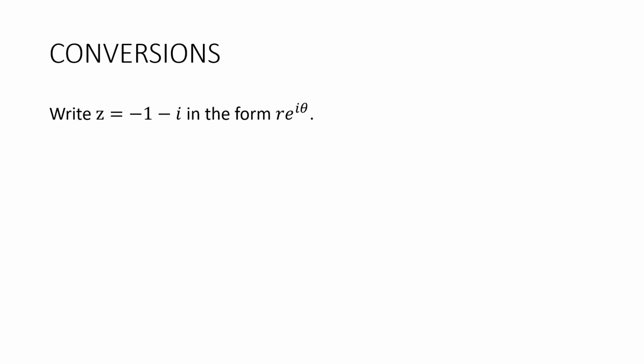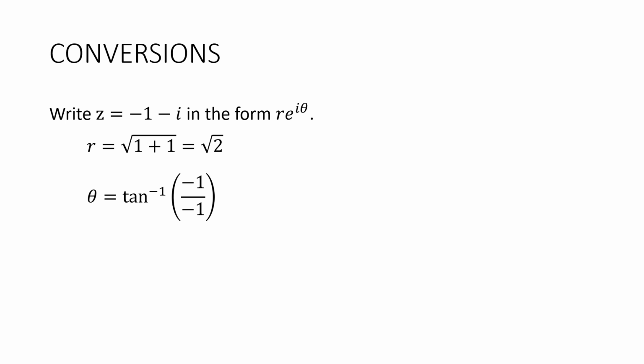Write z equals negative 1 take away i in the form re^(iθ). So we need to find the modulus and the argument. Start with the modulus. It's going to be the square root of negative 1 all squared plus negative 1 all squared, which is root 2. And our argument will be inverse tan of negative 1 on negative 1. This is a really good example of why you shouldn't cancel out those negatives, because you would end up with inverse tan of 1, which is π/4, and you'd be in the wrong quadrant.